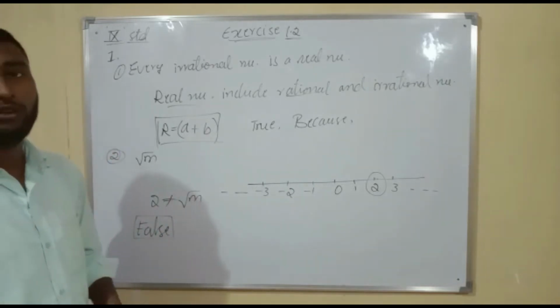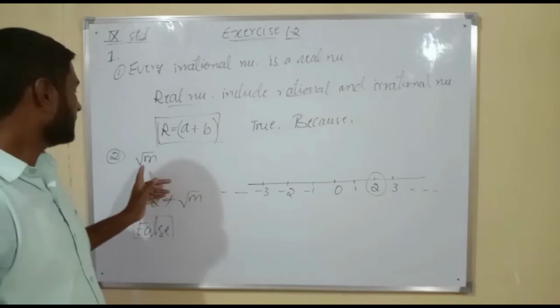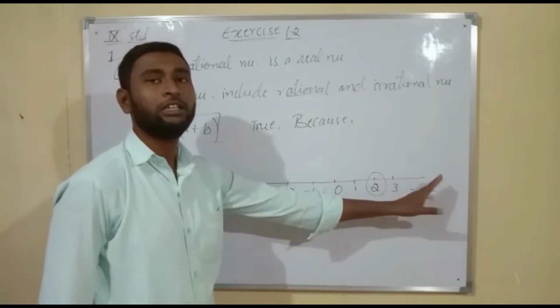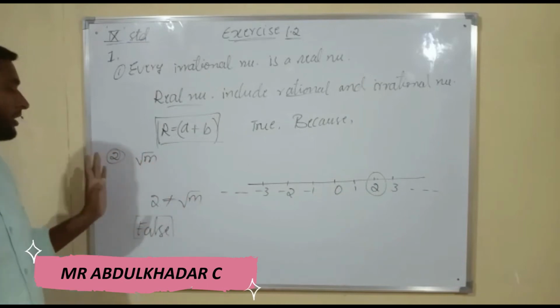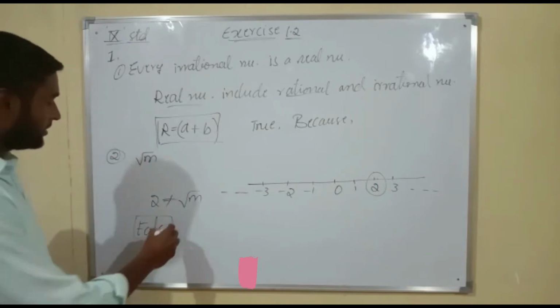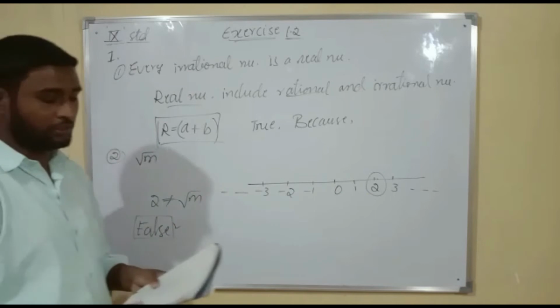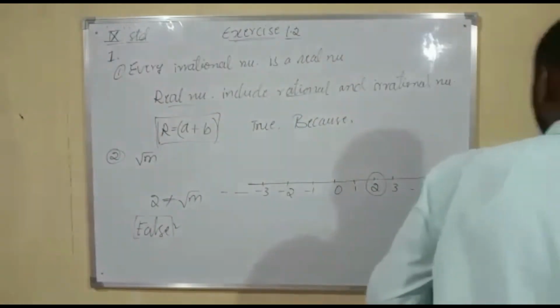False. What is the reason? How to justify? Every point on the number line is not of the form root m. So the statement given is false. Let me check the third one.